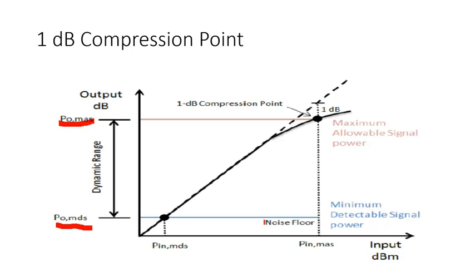Now the minimum detectable signal should be above this noise floor. So any signal has to cross this noise floor level to be detected. Now what is 1 dB compression point? It is the point at which your gain, the slope, is reduced by 1 dB.